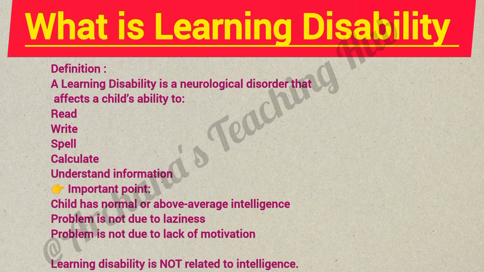What is learning disability? A learning disability is a neurological disorder that affects a child's ability to read, write, spell, calculate, and understand information. Important point: the child has normal or above average intelligence. The problem is not due to laziness. The problem is not due to lack of motivation. Learning disability is not related to intelligence.